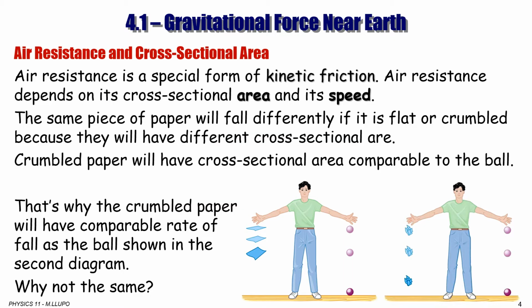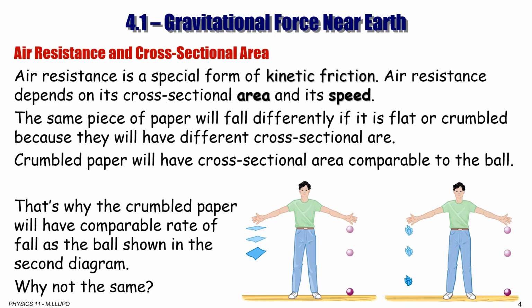We're going to talk here about air resistance and the cross-sectional area. Air resistance exists, so it will affect the motion. So air resistance is a special form of kinetic friction. And why kinetic? Because it's about motion. So object is moving through air, so then the air resistance will act on that motion against motion. Air resistance depends on a cross-sectional area of the object and its speed.